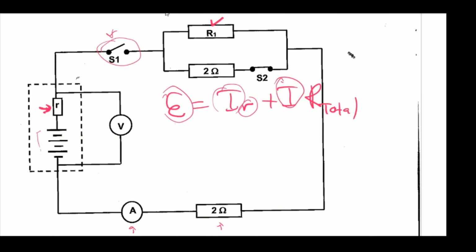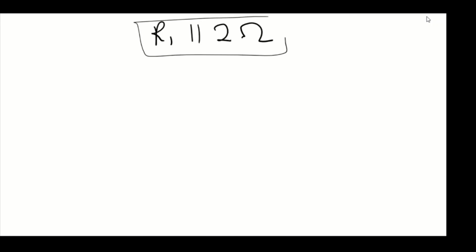So we can simply say, let me just do it on another page. In the question as read, we want to identify R1, right, which is parallel to the 2 ohm resistor. Please note this, they are parallel to each other. Now, for us to find this R1, we're just going to use the equation of the EMF. We first want to find the total resistance of the circuit.